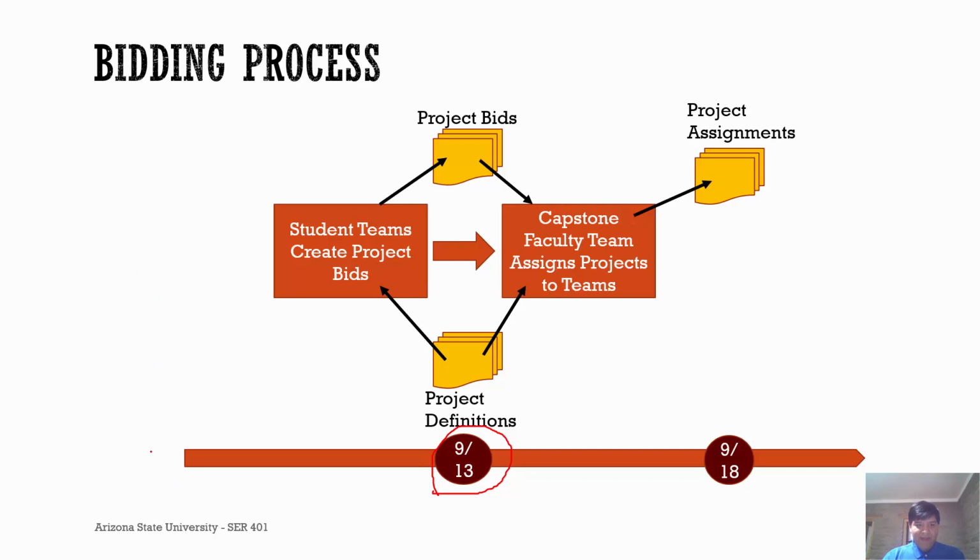So we'll label this on the timeline. This is now. From now until the 13th is your valid time to make bids. So you're going to create bids based on the project definitions, or the project descriptions. These are the proposals that are labeled in Blackboard. These are the ones you guys have hopefully already spent some time going through. And so that is your primary input to the process of, oh, I want to create a bid.